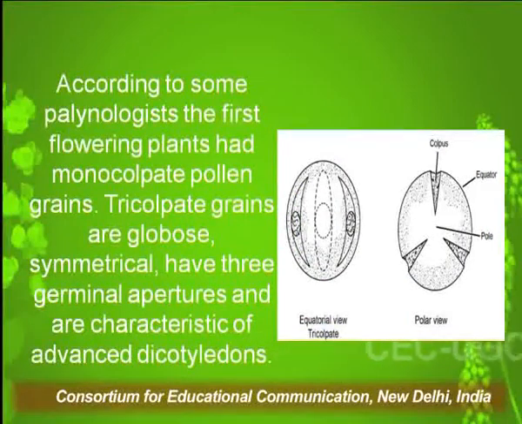According to some palynologists, the first flowering plants had monocolpate type of pollen grains. Now, talking of another type, that is tricolpate pollen grains, as you can see in the slide, they are globose, symmetrical, have 3 germinal apertures, and are characteristics of advanced dicotyledons.